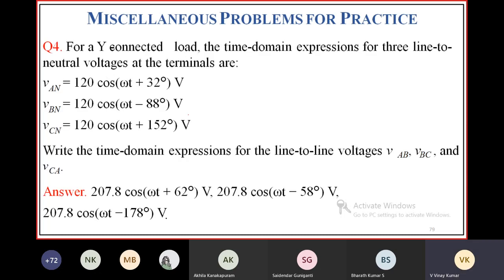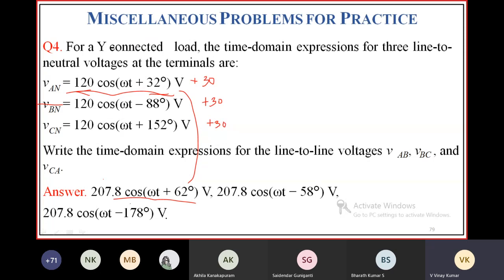Our homework problems. Okay, so coming to this, VA is given. Coming to line voltage, it is root 3 times the phase voltage, so root 3 times 120. This is the line voltage, right? The line voltage is 30 degrees ahead of the phase voltage. So you add 30 degrees to this to know the corresponding line voltage.